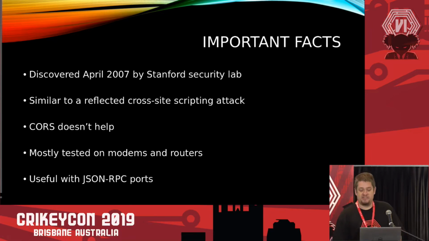A friend of mine likes to compare it to a reflected cross-site scripting attack, because it essentially lets you run JavaScript code on a target website that you should not be able to run JavaScript on. Disabling CORS doesn't really help. You're still vulnerable to a DNS rebinding attack. Most of the research I've seen on it is people targeting modems, routers, that type of thing. But it's starting to get a bit more publicised these days, and you can do some pretty interesting things with certain JSON RPC ports. I'll go into a couple of examples of that too.